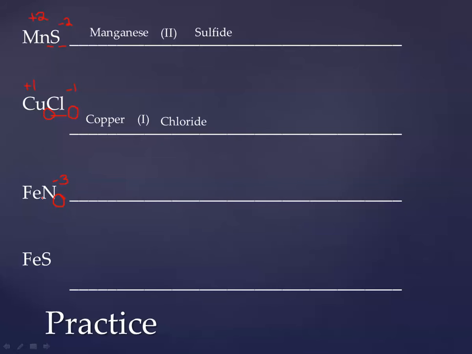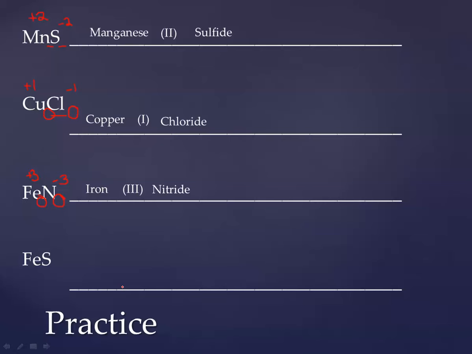We don't have any subscripts here, so we know that they have to cancel each other out. So in this case, iron is going to be a +3. So we have iron 3 nitride.